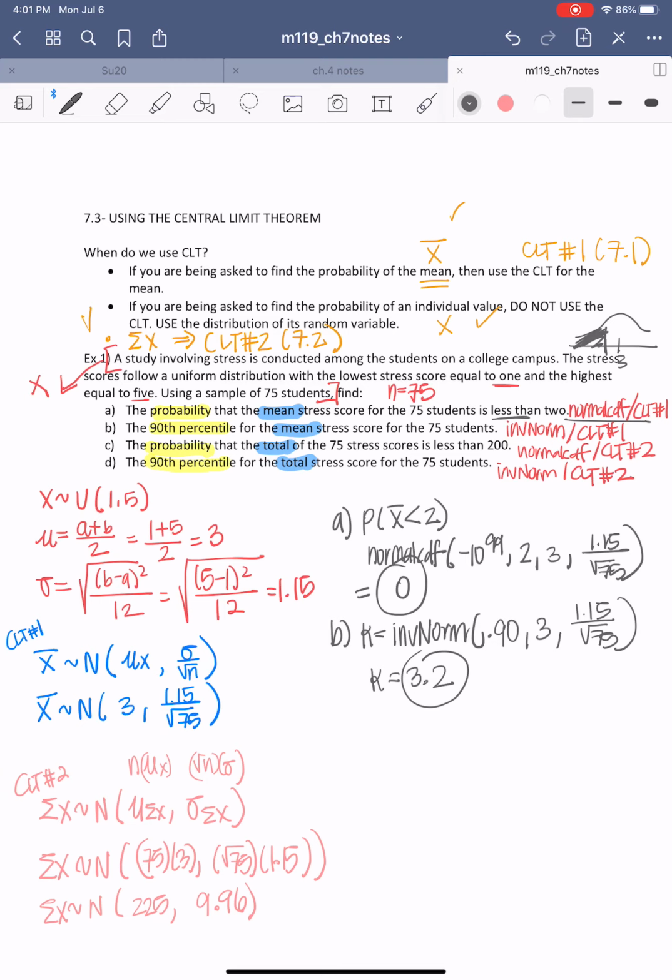Let's try part C. Going back to the probability, we already know to use normal CDF with CLT number 2. So we have the probability for the total score less than 200. Our average here was 225, so I have lower going to the left. So I should have less than 0.5 for sure. Okay, let's check.